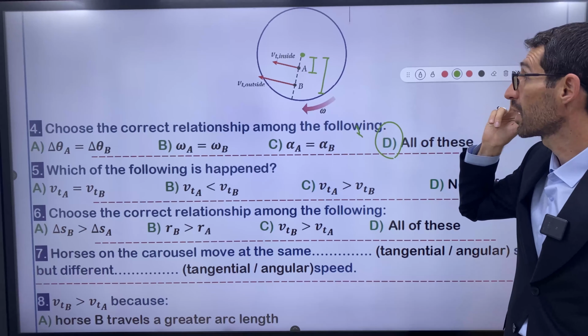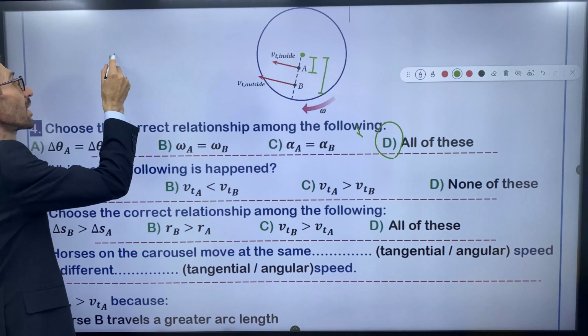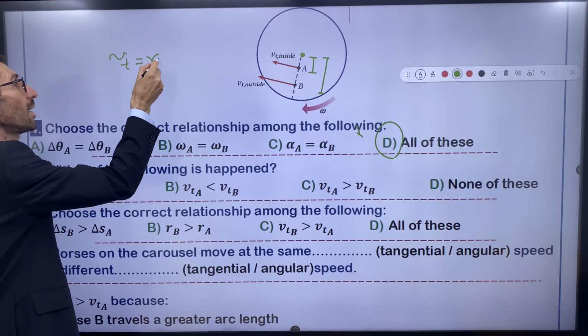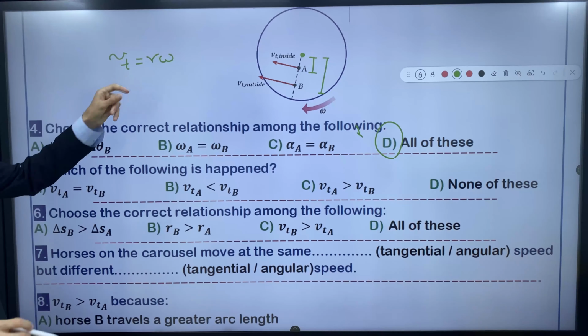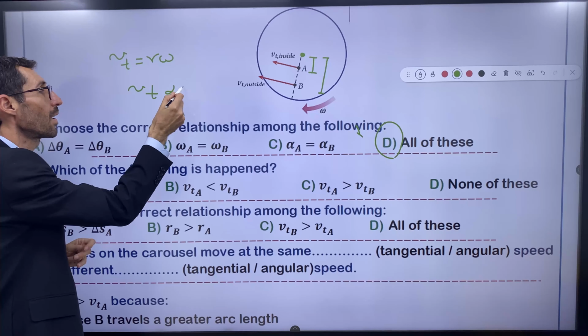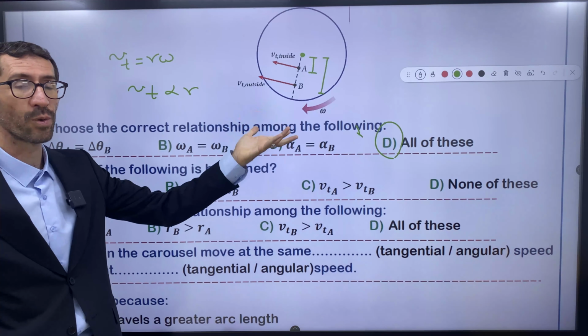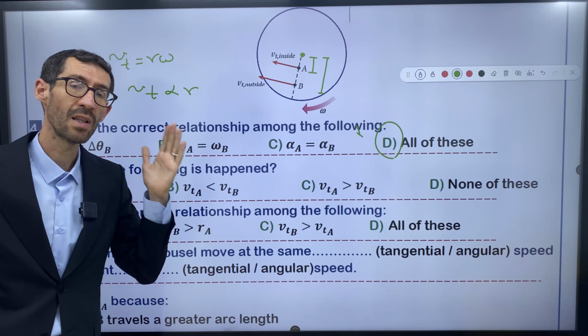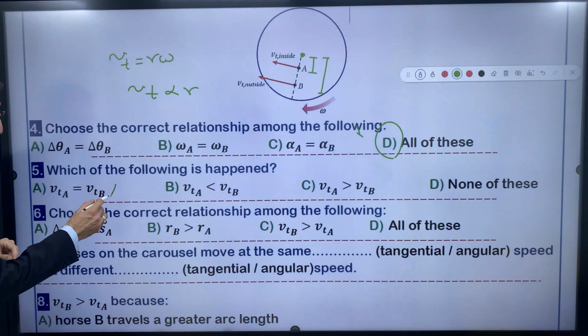As I told you in previous lectures, based on this equation, Vt is equal to R omega, the greater the R is, the greater the Vt is. Vt and R are directly related to one another. That's why the farther the object is from the axis of rotation, the greater the tangential speed is. That's why we don't accept this one. It says Vt of A is equal to Vt of B. It's not true. We don't accept it.